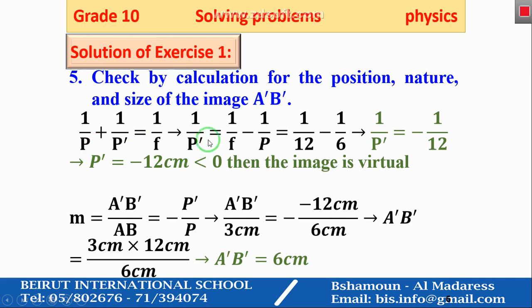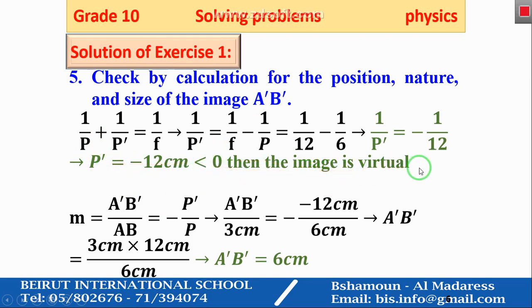1 over P' is equal to 1 over F minus 1 over P. By substituting, we get that 1 over P' is equal to minus 1 over 12. So P' is equal to minus 12 cm. So this is true for the value calculated for OA', which is equal to 12 cm, so it's correct. The position is correct. Since P' is negative, as we said before, then this gives us that the image is virtual. If P' is positive, then the image is real, but since P' is negative, the image is virtual.